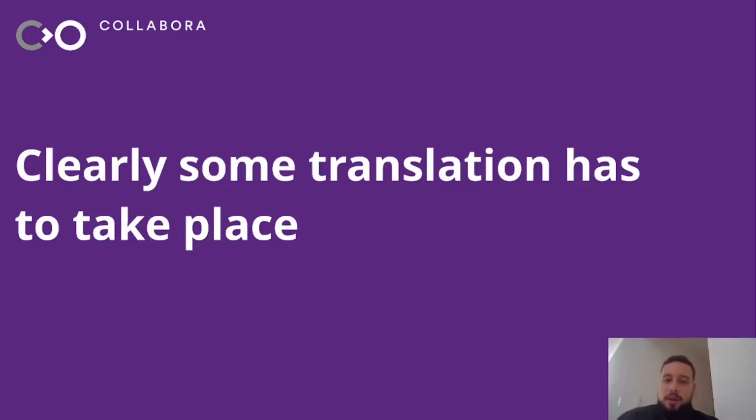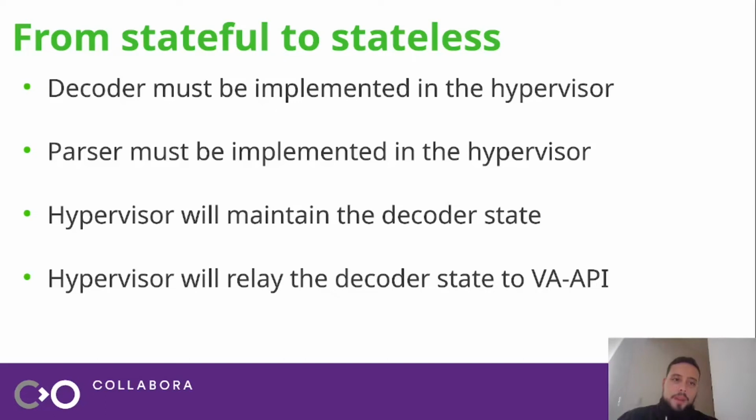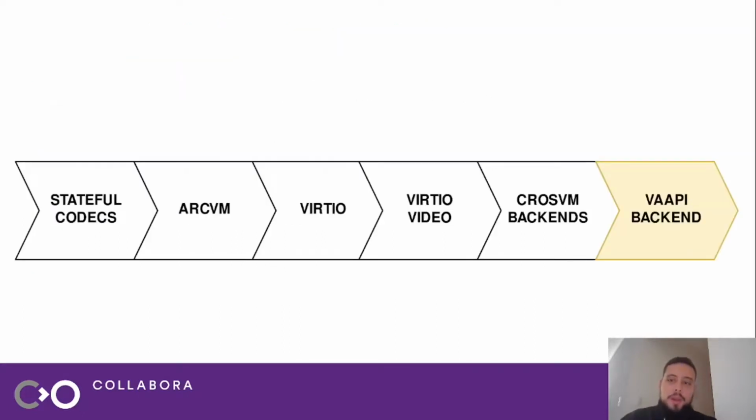So clearly some translation has to take place in order for this to work. And this translation will be as follows. The decoder must be implemented in the hypervisor. The parser must be implemented in the hypervisor. And the hypervisor now will be the piece that's going to be responsible for keeping track of the decoder state. And the hypervisor will relay this state to VA API at each and every decode operation.